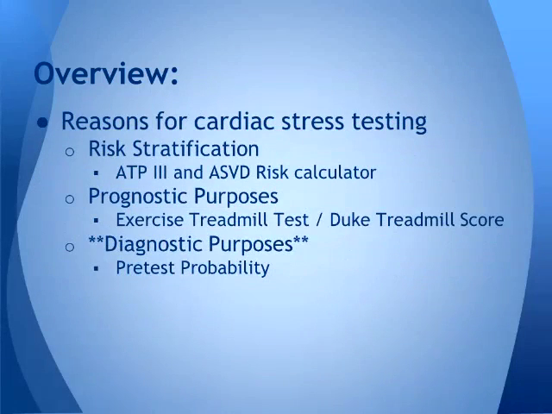So when we talk about risk stratification, we're going to look at the Framingham ATP3 data versus the newer ASCVD risk calculator, and for prognostic purposes, the exercise treadmill test and the Duke treadmill score. But the majority of our talk will focus on the diagnostic purposes of stress testing, because that's what you're going to see as primary care providers in the hospital. Is your patient coming in with chest pain or an anginal equivalent, and you're trying to diagnose whether or not their symptoms are due to obstructive coronary artery disease.